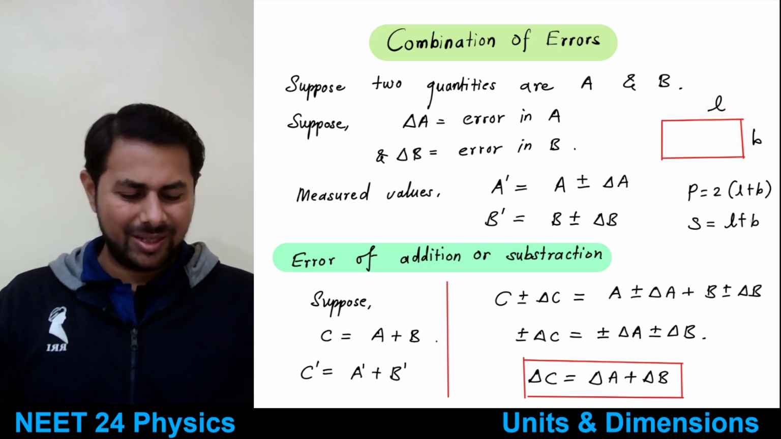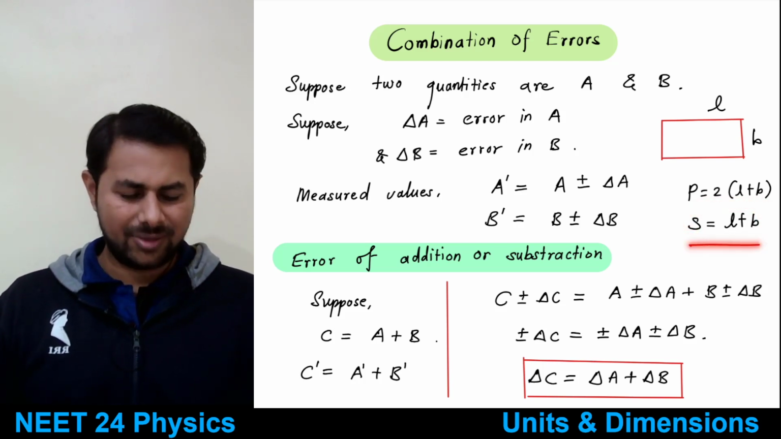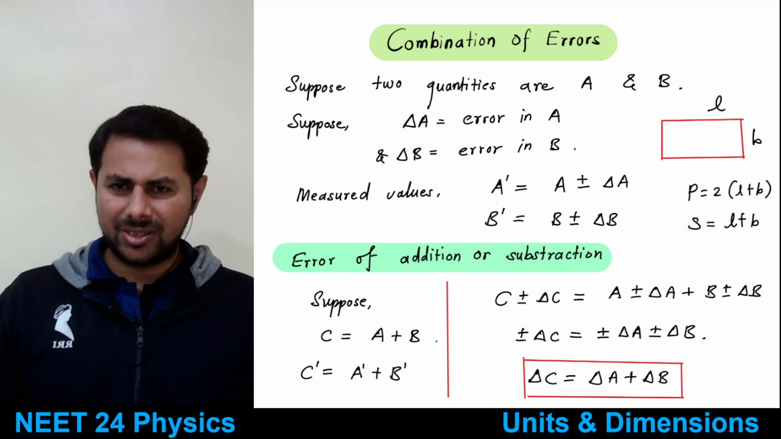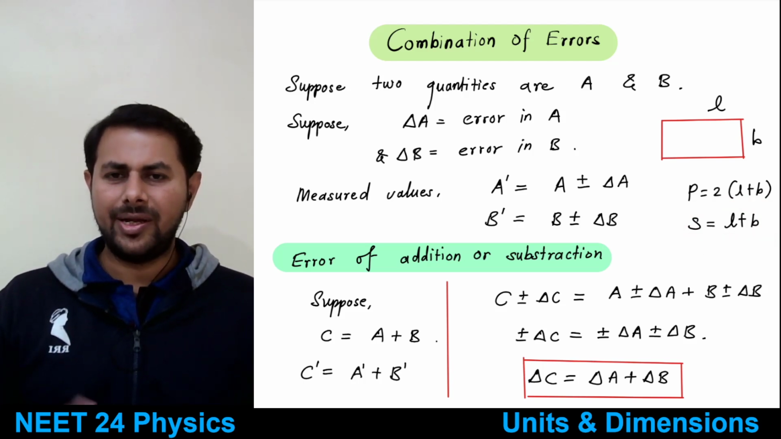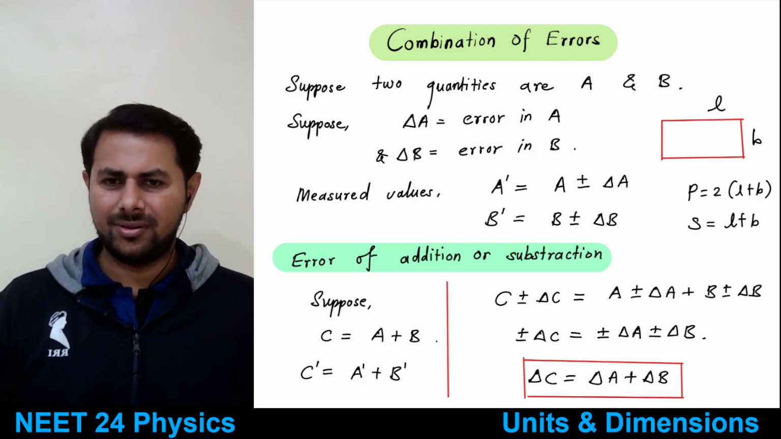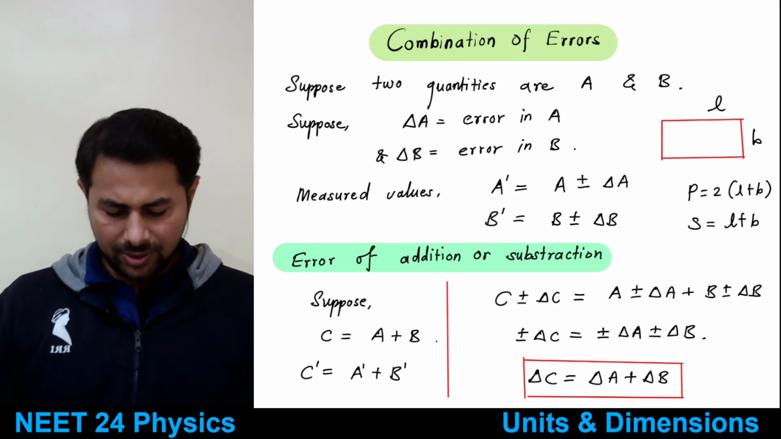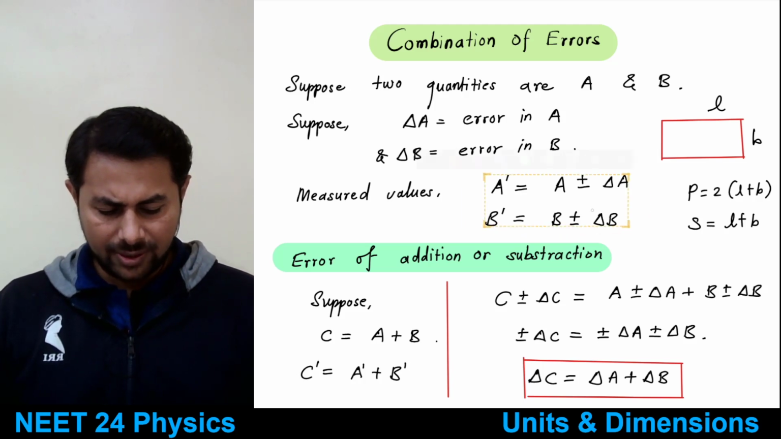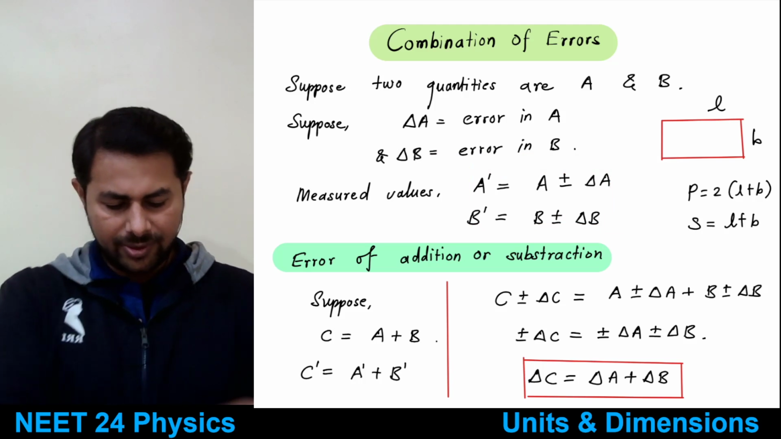So what will be the mean absolute error in the semi perimeter? That's the question. This is like common sense only. The mean absolute error will be added up because you are adding the two quantities. Is this clear? So in case of addition and also in case of subtraction, the mean absolute error gets added up.